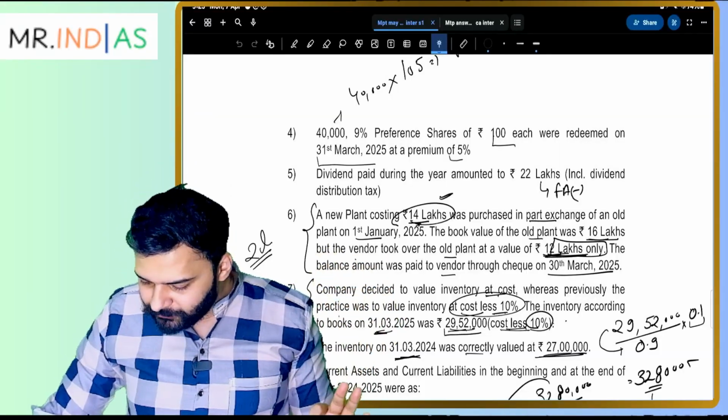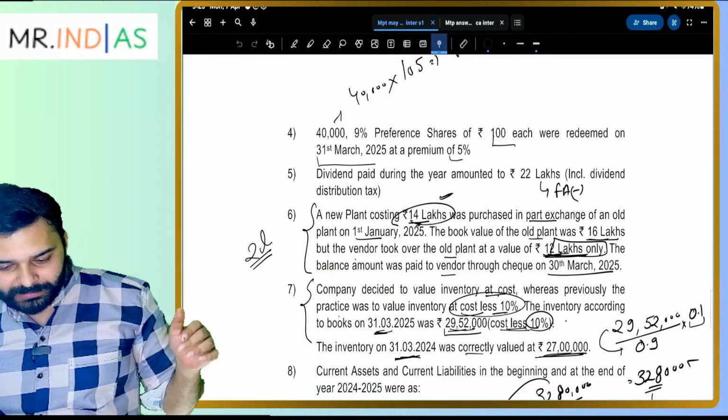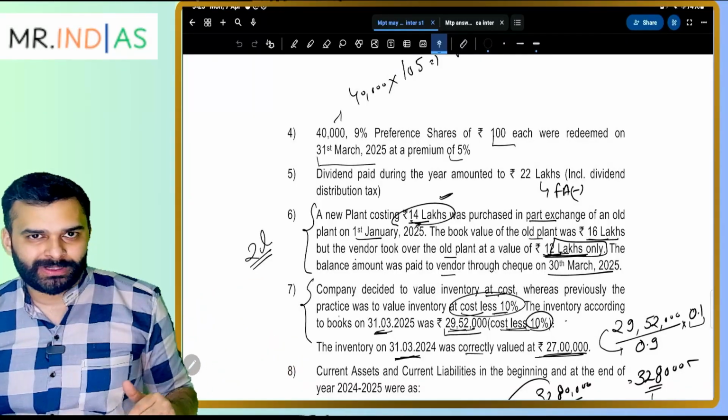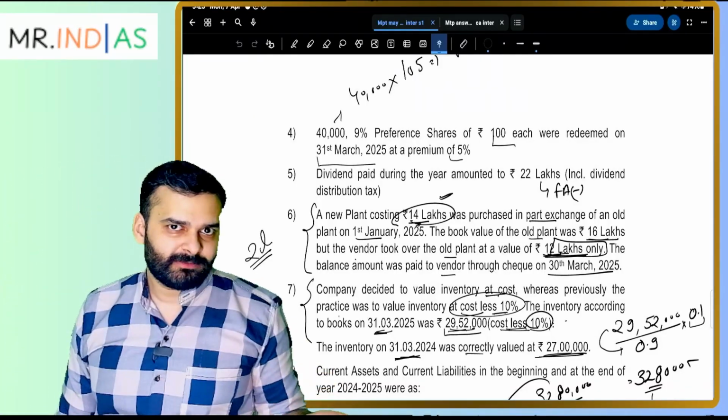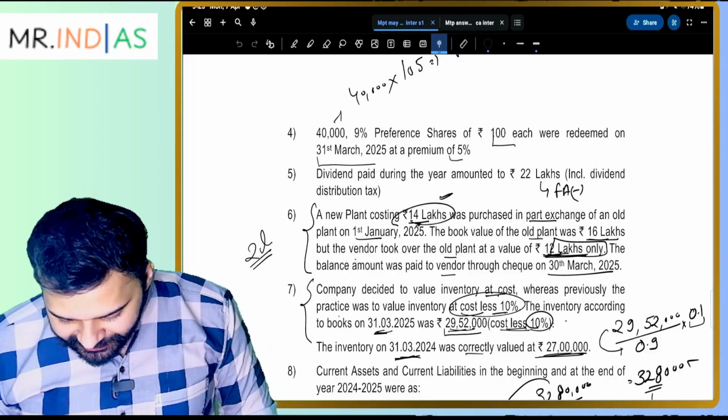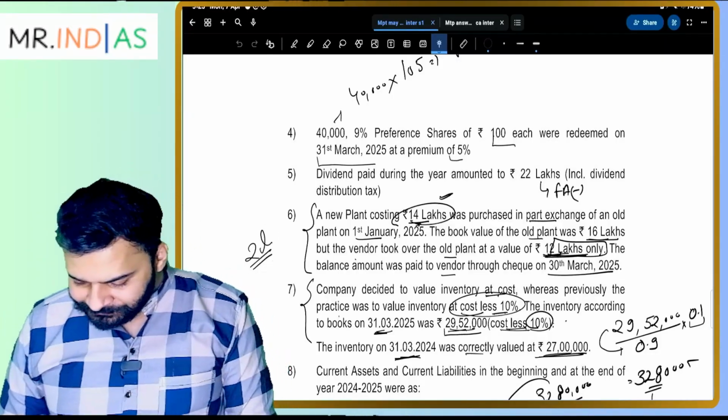So the only cash flow you had is you purchased a plant and gave the old plant for 12 lakh. You pay 2 lakh rupees more for the purchase of the plant. So 2 lakh will be deducted in investing activity.